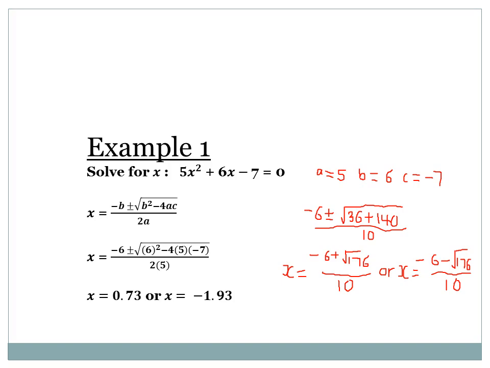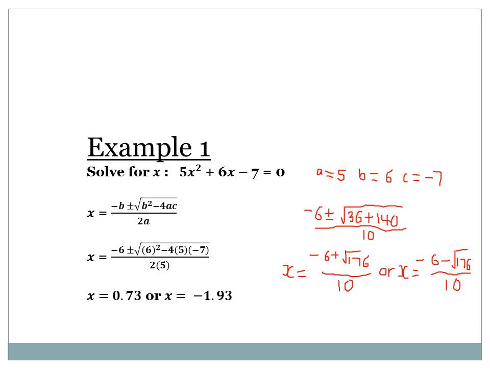How did we get 10? The denominator is 2a, and a represents 5. So 2 times 5 will give us 10. So now we have to determine the values of x. So we are going to have x is equal to negative 6 plus the square root of 176 divided by 10. We are going to have x is equal to 0.73.